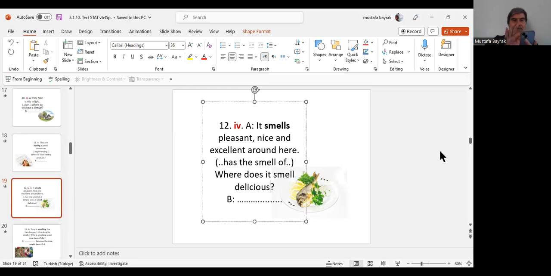Delicacy. Yes, delicious food, like fried fish. It smells delicious at a restaurant. For example, the fried fish smells delicious in a restaurant.